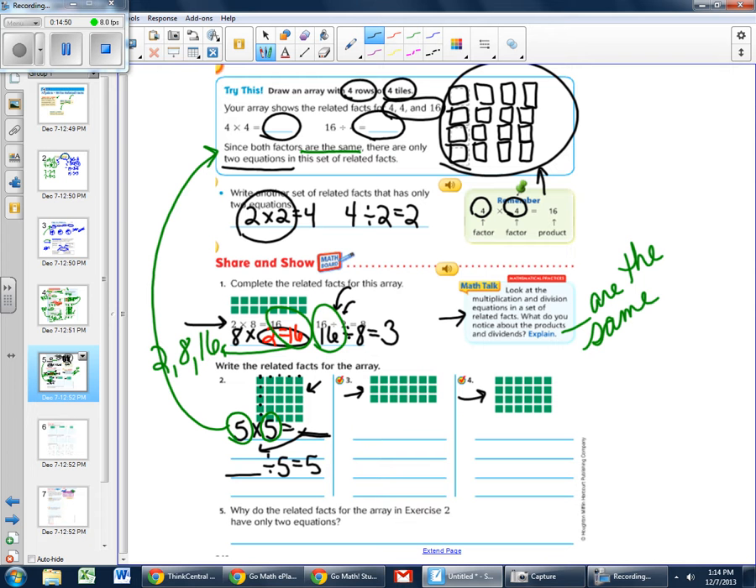Would you please complete number 3 and 4 on your own? Since these aren't doubles, you're going to have 4 equations here and 4 equations here. Go ahead and complete number 3 and 4. And then it asks you, why do related facts in the array in exercise 2 have only 2 equations? You're going to just go right back up here again and put that in your own words. Go ahead and complete number 3 and 4 and write in your own words number 5. If you need more time to do that, please pause the video.